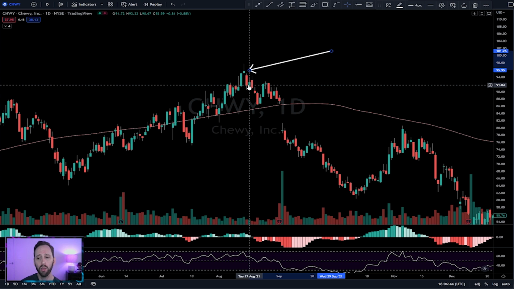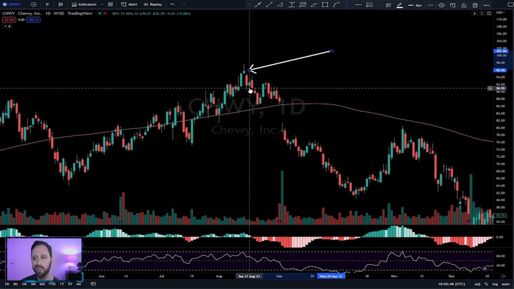It's not always about the initial pattern itself, it's about follow through. Is there confirmation? Is this a valid pattern? And that's always identified through follow through.